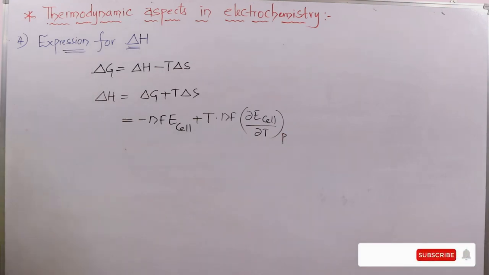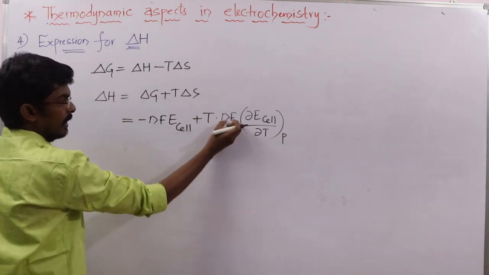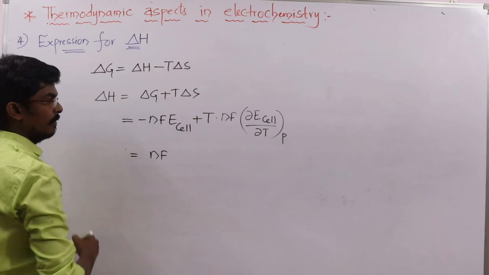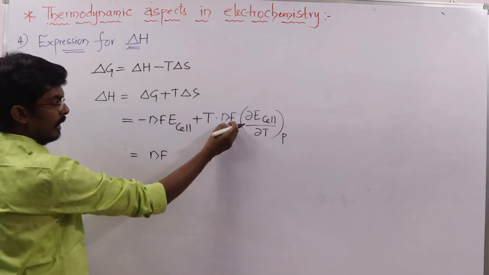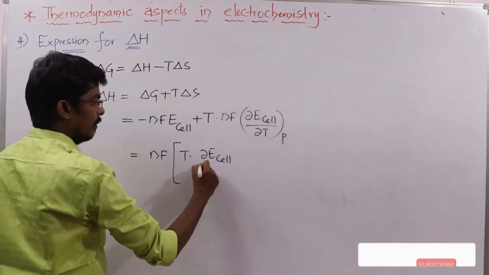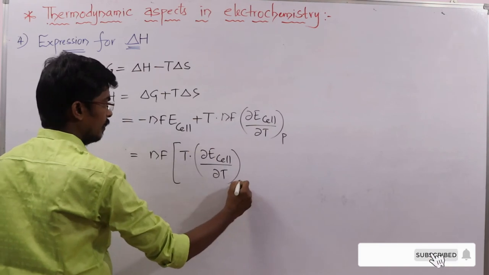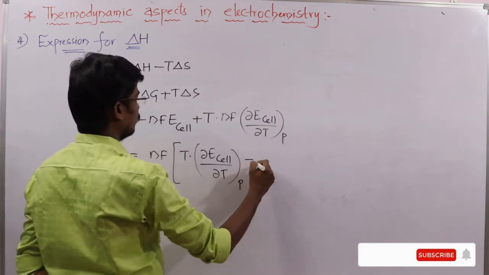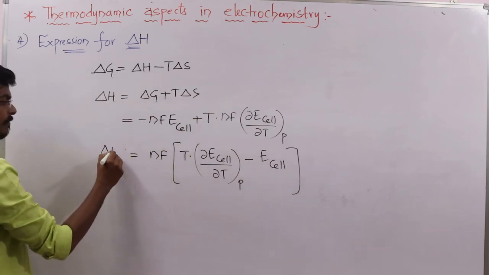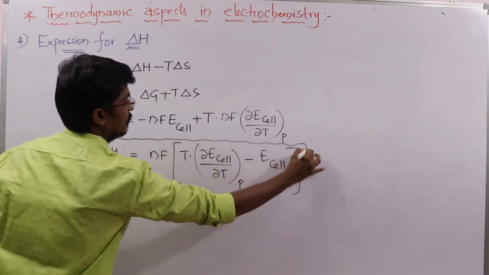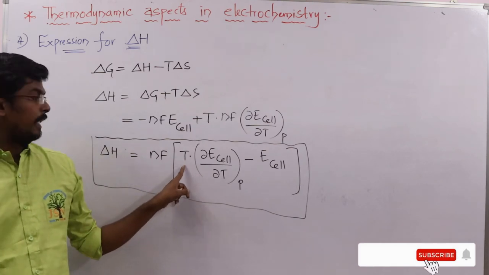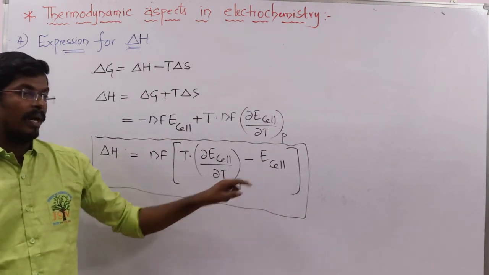From here it is possible to take the nF term outside. When you take nF outside, what is left is T into dou E cell by dou T at constant pressure, minus E cell. So this is the expression for delta H. Delta H is equal to nF into T into dou E cell by dou T at constant pressure minus E cell.